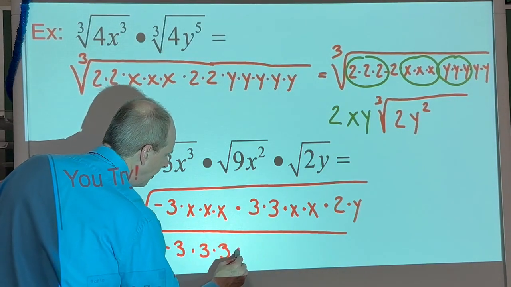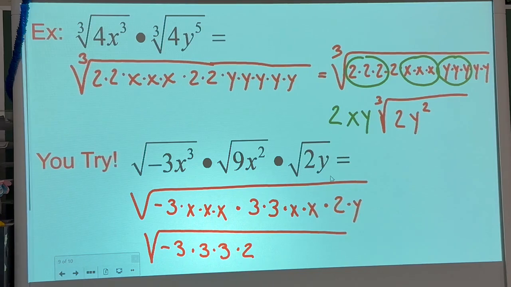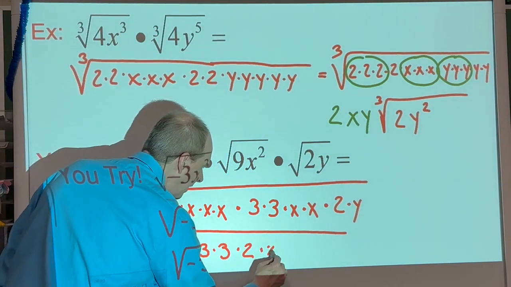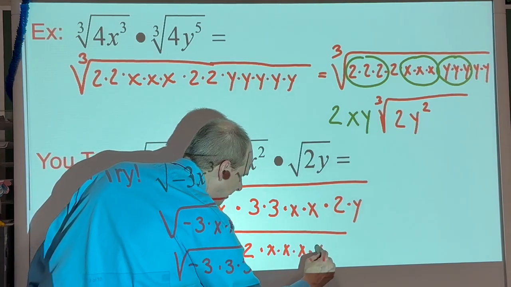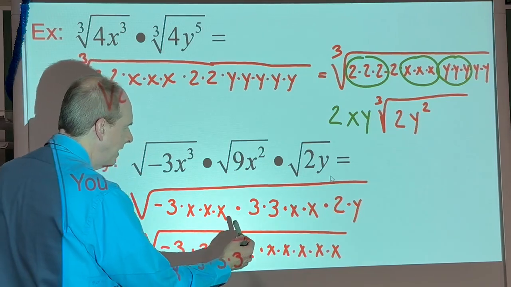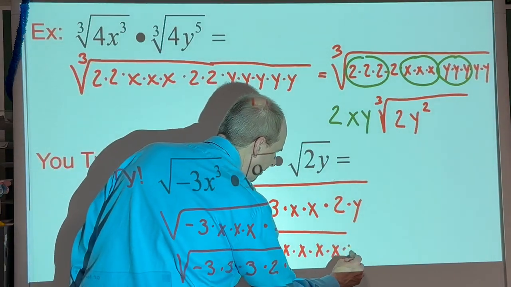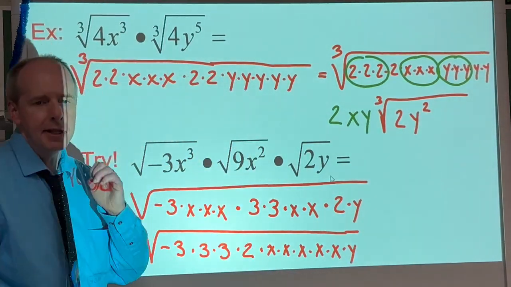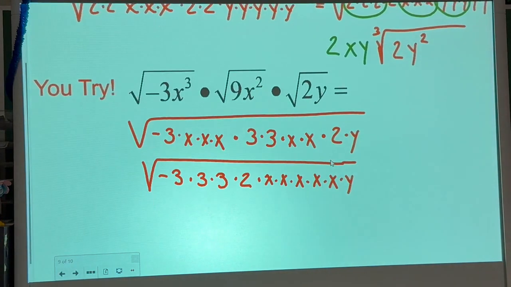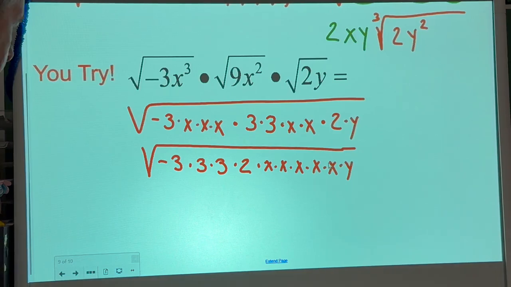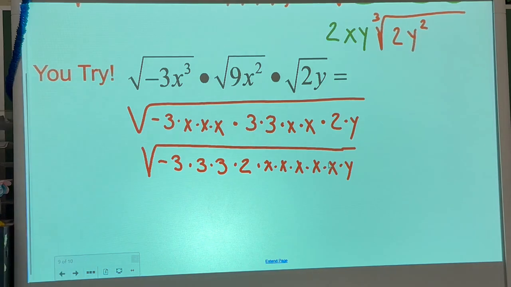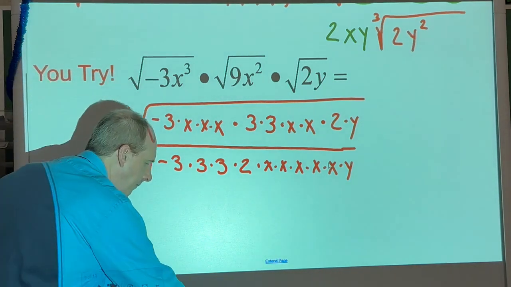Got a couple 3's over here. Got a 2 down here. So I got all the numbers I put together. Now we'll put all the x's together. We have 3 x's here, 2 x's here, 3 x's to the left, 2 x's to the right, make 5 x's. Got our number, x, x, x, x, x. That leaves me with the y. Let's look for things that make pairs. Why not 3 of a kind? Because it's not a cube root. These are square roots. Square roots, we want 2 of a kind.